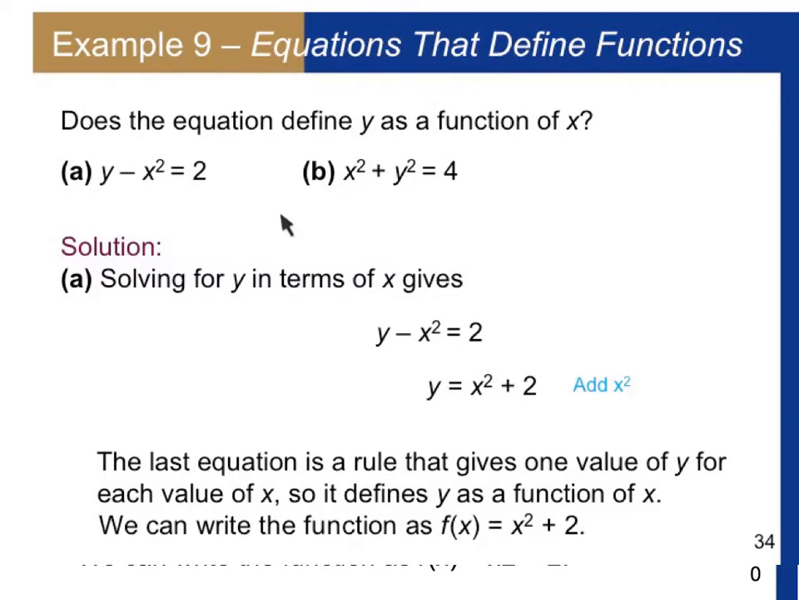Okay, let's look at a couple of examples here. Does the equation define y as a function of x? So we'll start with y minus x squared equals 2. We solve for y, so we get y by itself, and we get y equals x squared plus 2. And that's just taking your x squared curve and shifting it up 2. So that is definitely a function, and we can write it as f of x equals x squared plus 2, okay, for a.